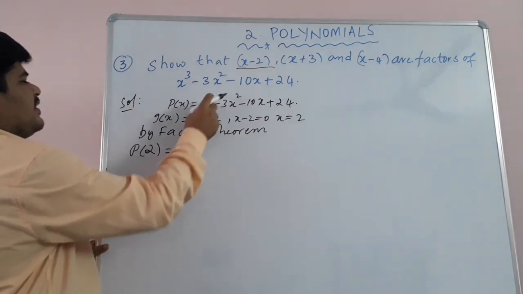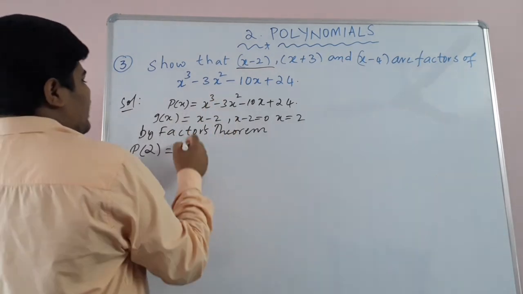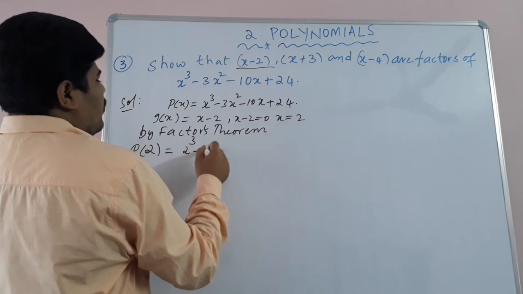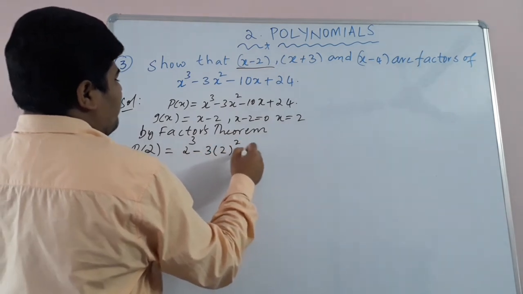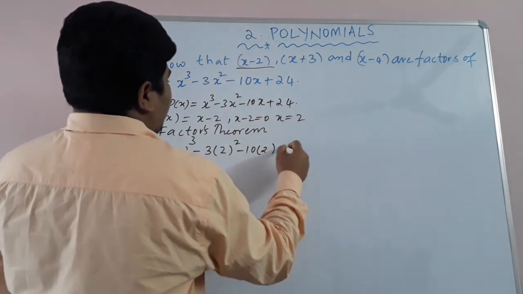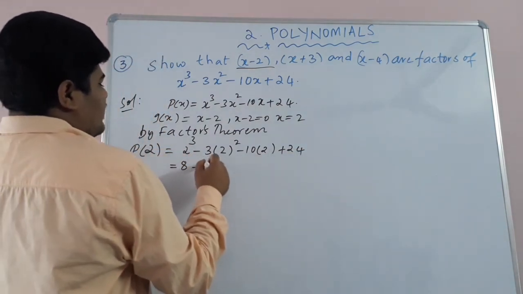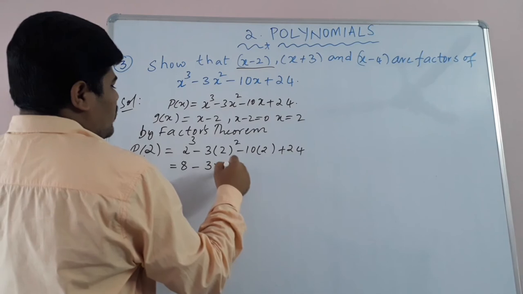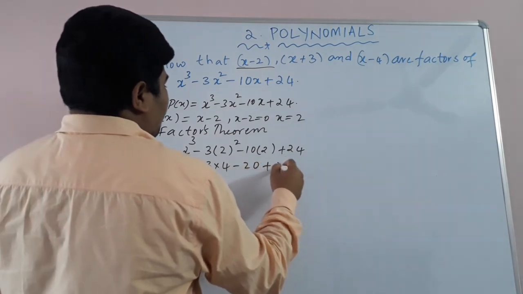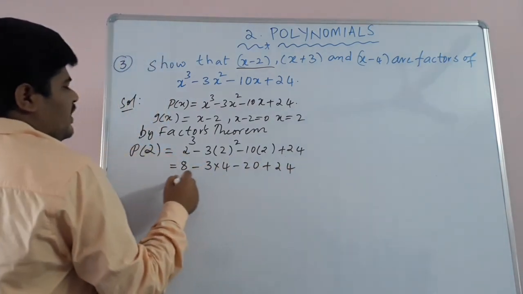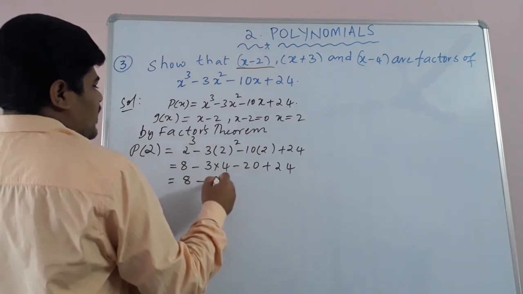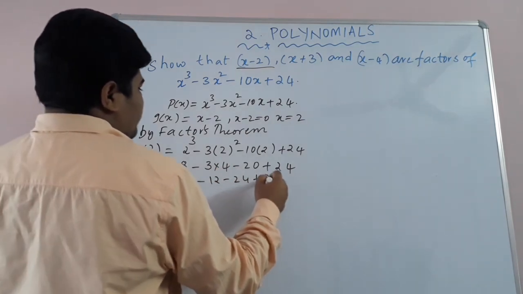So replace x with 2 in this p of x expression. 2 cube minus 3 into 2 square minus 10 into 2 plus 24. So children, 2 cube value is what? 8. Minus 3 into 2 square is what? 3 into 4. Minus 10 2s are 20 plus 24. So now children, 8 minus 3 4s are 12 minus 20 plus 24.